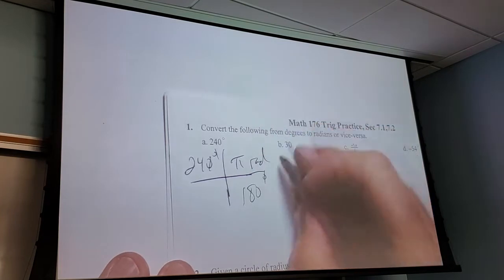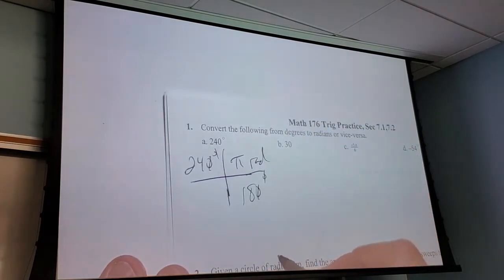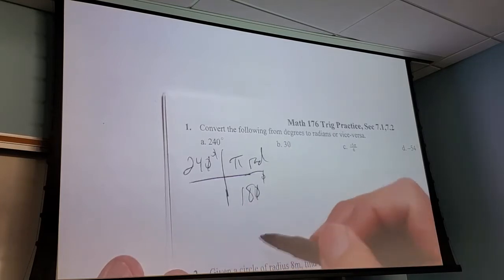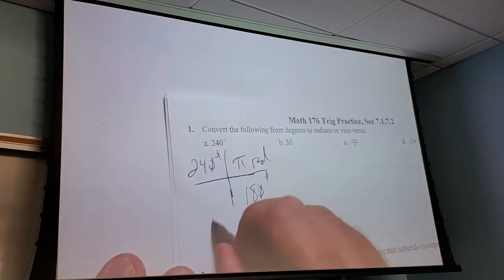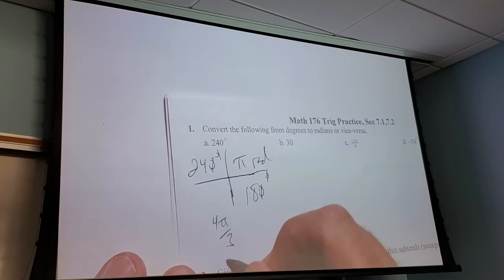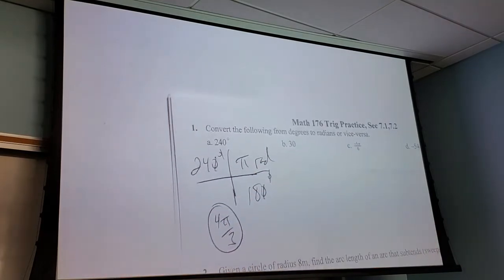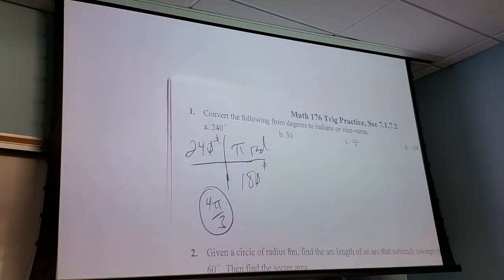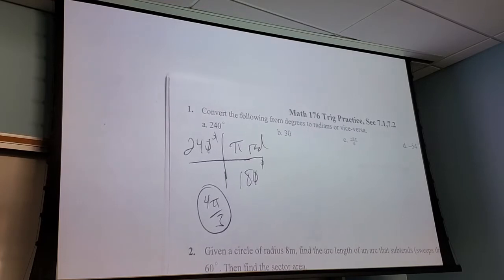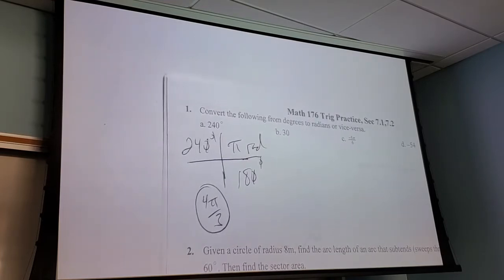And then if you reduce this, what do you get? 4 pi over 3. Say again. 4 pi over 3. Is that cool? All right. Not too bad.